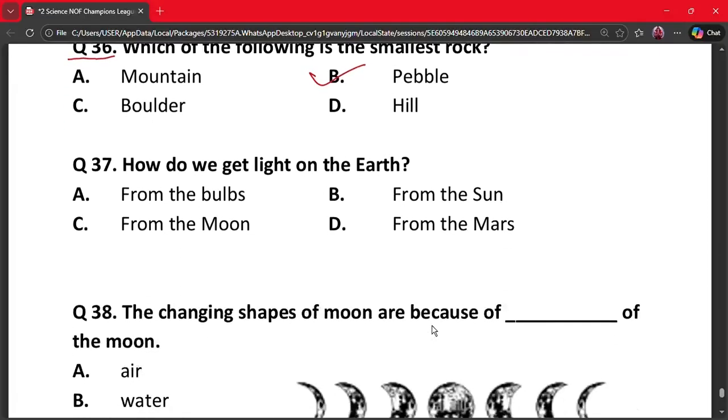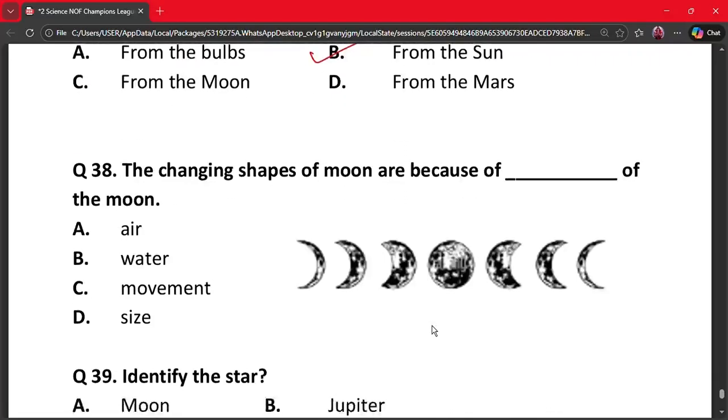The next question is question 37. How do we get light on the earth? A. From the bulbs, B. From the sun, C. From the moon, and D. From the Mars. The correct answer is option B. The sun is the main natural source of light for earth. So we get light from the sun. So the correct answer is option B.